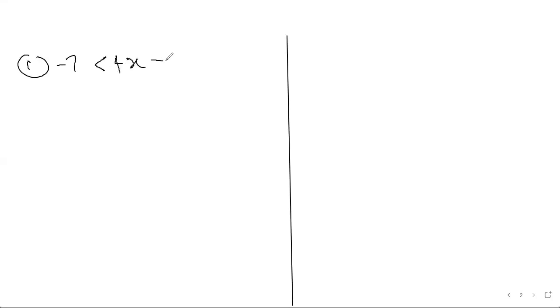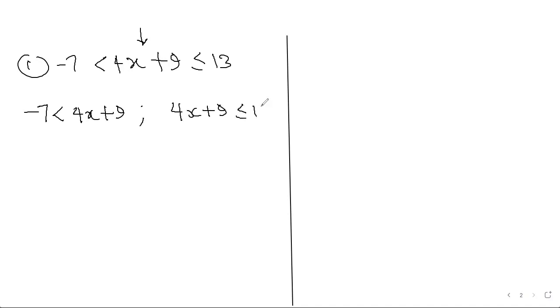The first question says -7 less than 4x plus 9 less than or equal to 13. To solve this, the first thing you have to do is split the inequality into two parts on the middle term, so on this middle one. I'll write -7 less than 4x plus 9. This is the first part. And the second part will be 4x plus 9 less than or equal to 13.